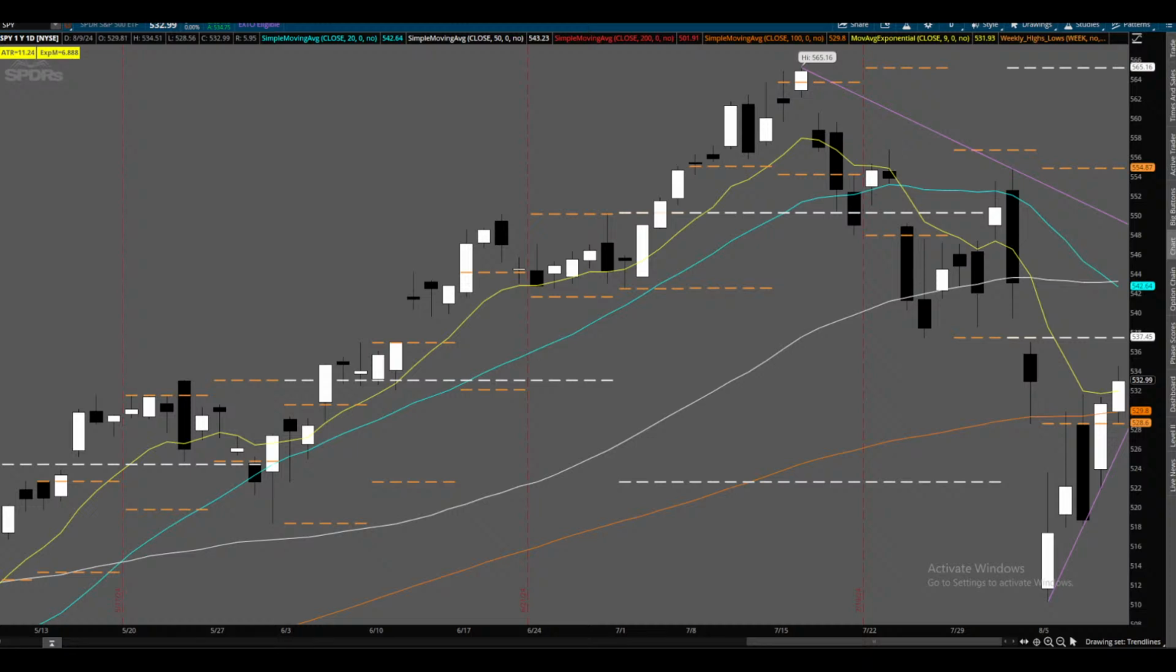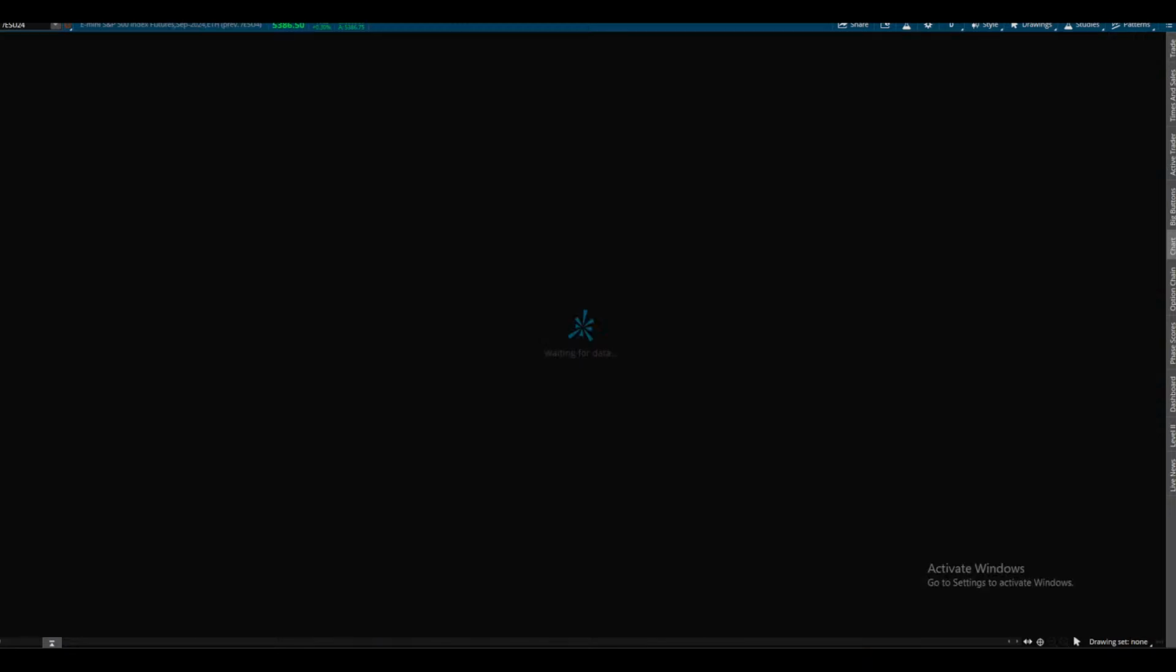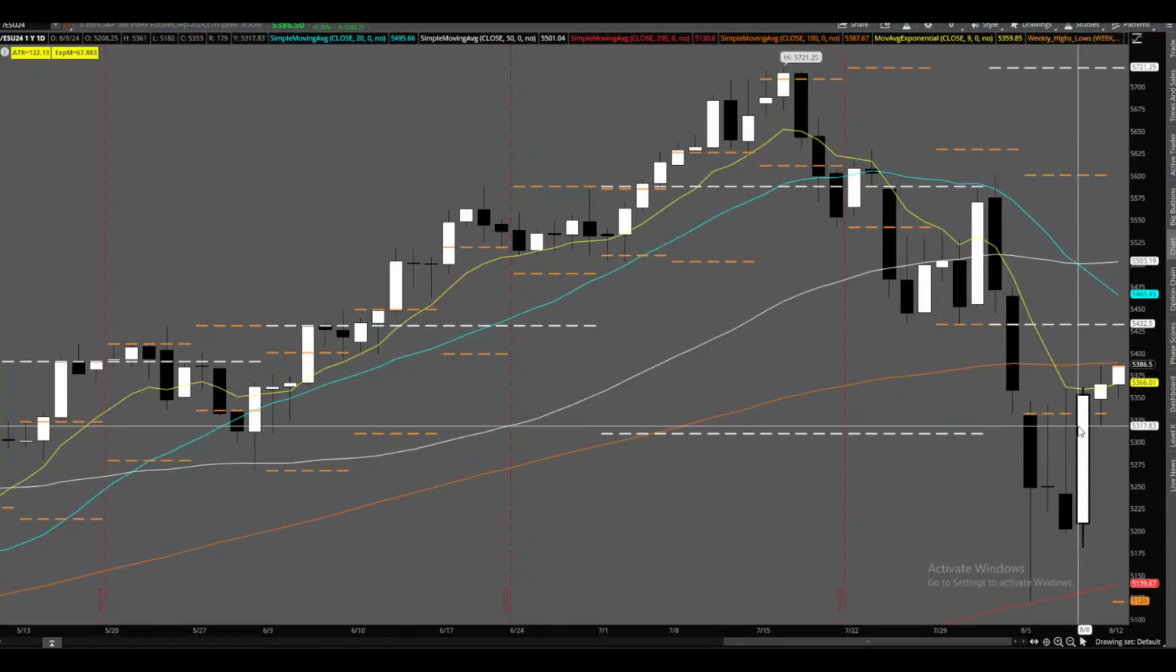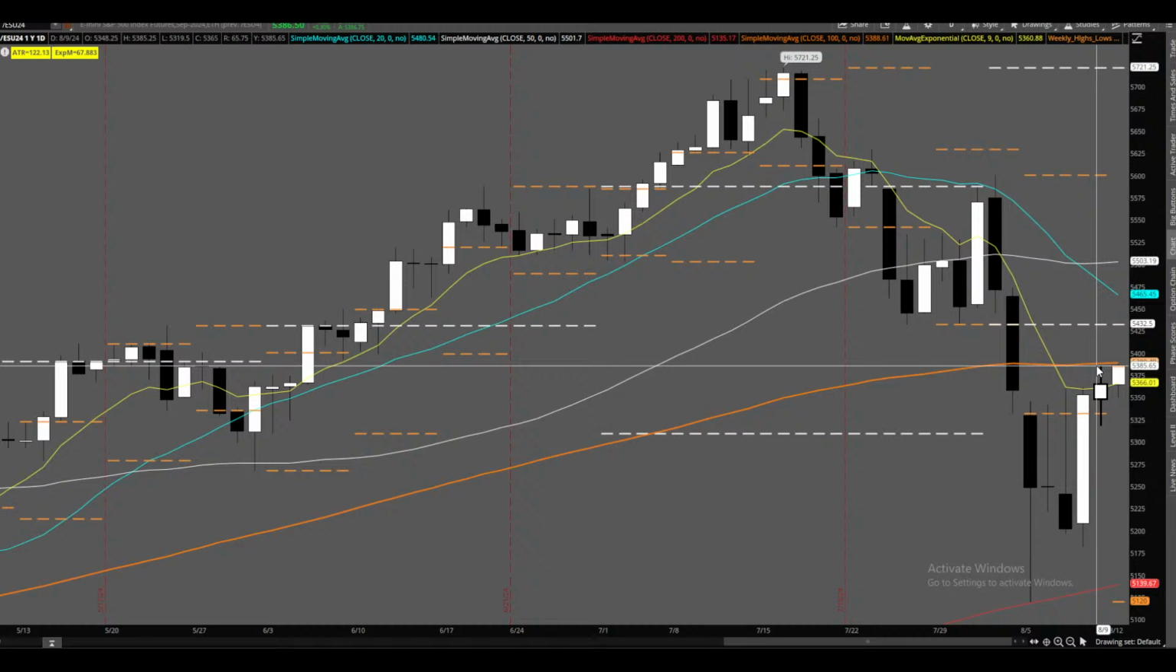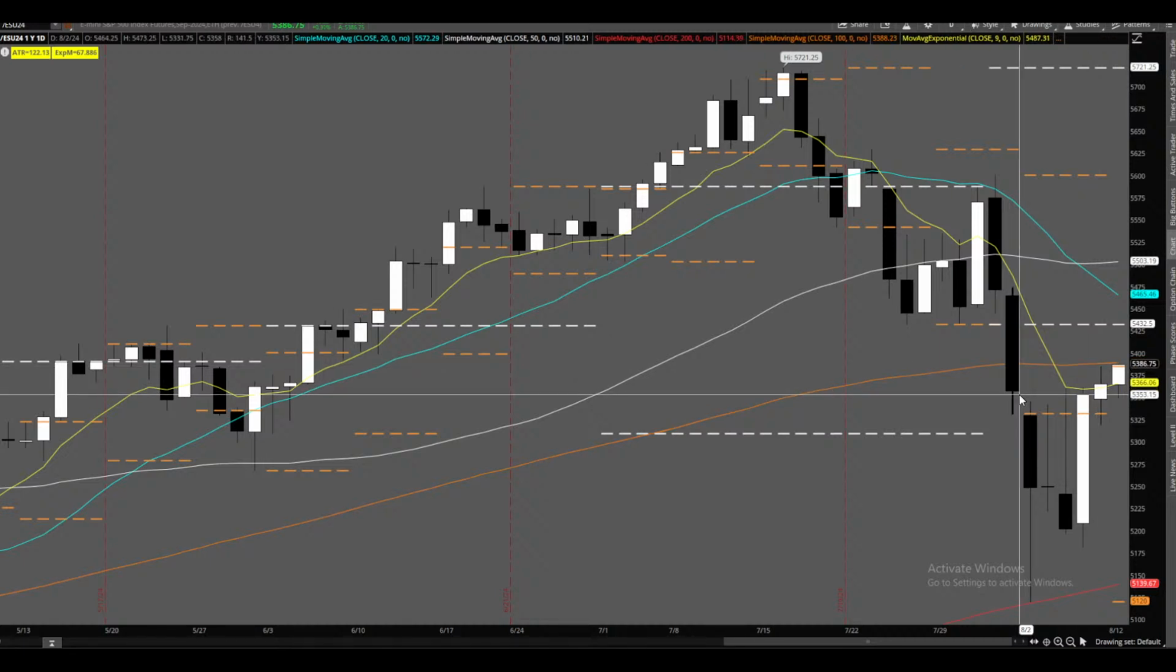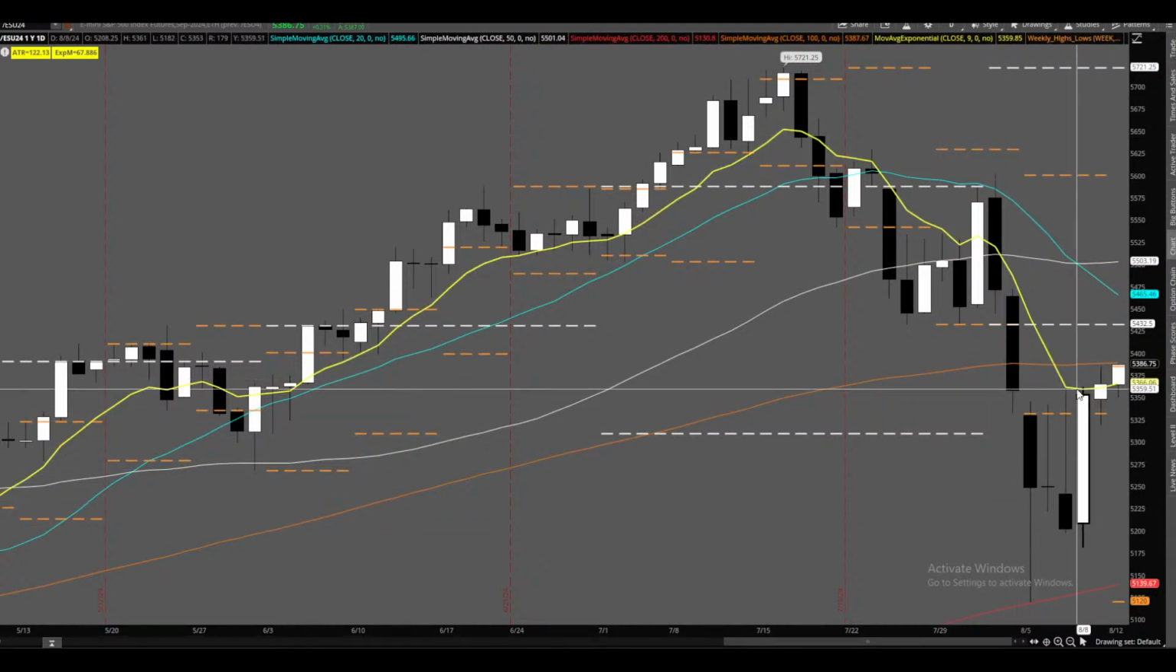All right, and we'll just get the live look, and then I'll go back to what I wanted to show you. Here's the ES futures. Right at the 100-day moving average in futures. So you can just see the movement up, and we broke this resistance. So let's see where that can possibly go.